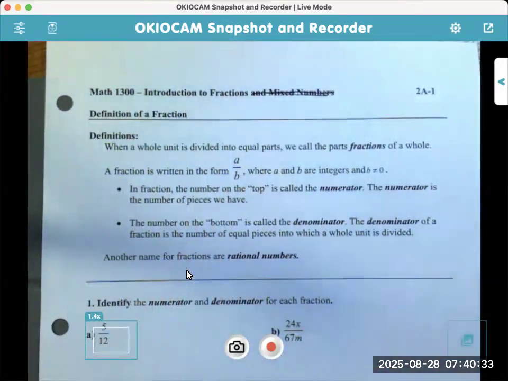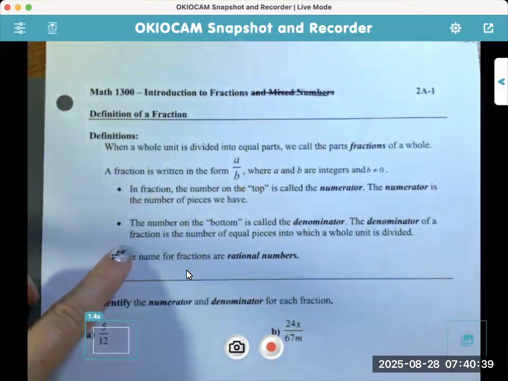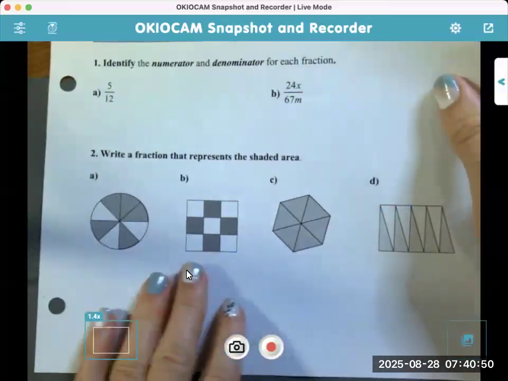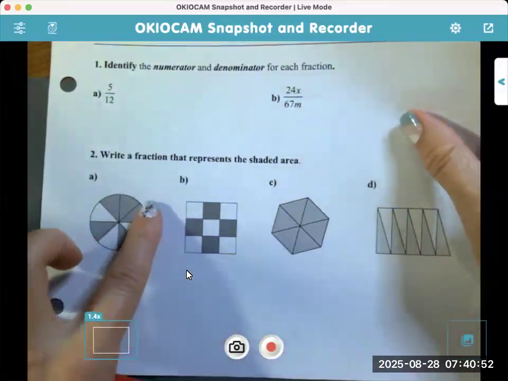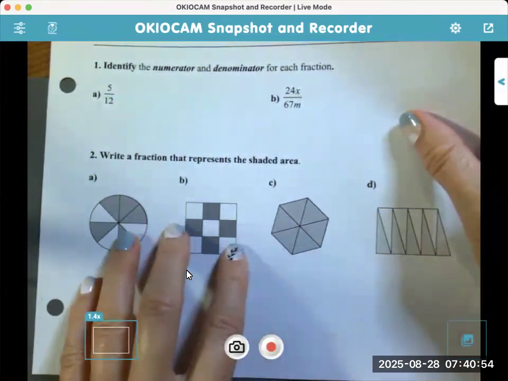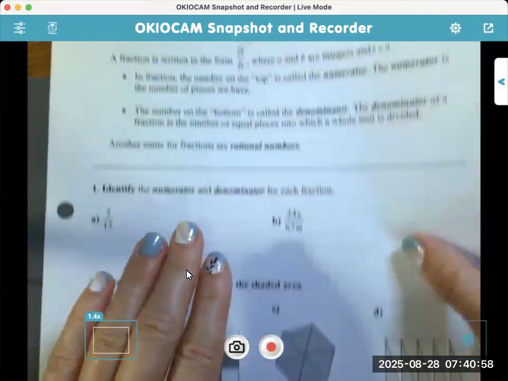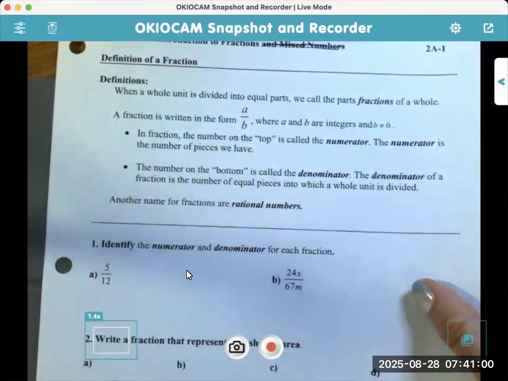So in a fraction, we call the top number the numerator. The numerator is the number of pieces we have. The number on the bottom is called the denominator. The denominator of a fraction is the number of equal pieces into which the whole unit is divided. Okay, so similar to these pictures down here, the total number of pieces is the denominator. The amount that's shaded is the numerator. So top, bottom, numerator, denominator.